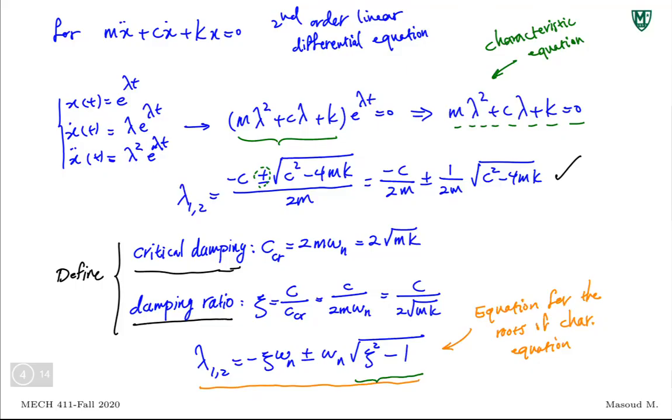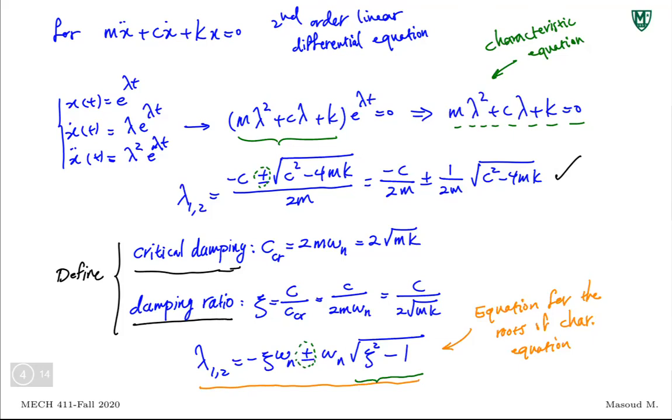Now, if zeta is greater than 1, the value under this square root is always positive. Think about it: zeta squared minus 1. If zeta is greater than 1, that value is always positive. So we get two real valued numbers: one for lambda 1, if you go with plus, and if you go with minus, we get another root. So we get two roots, real values.